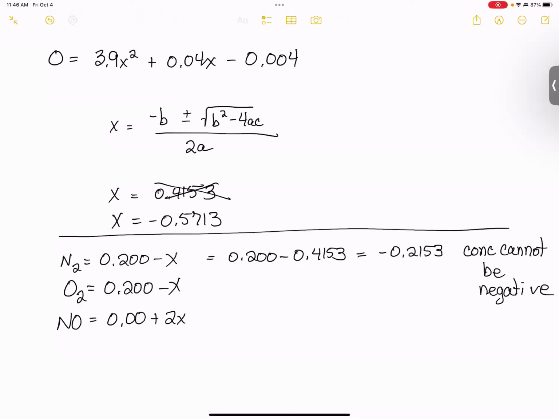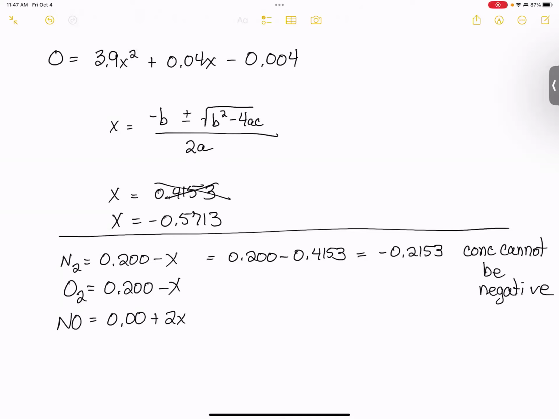And so you should be able to key in these. One of these will come out to be a positive for all the concentrations. Something's off.